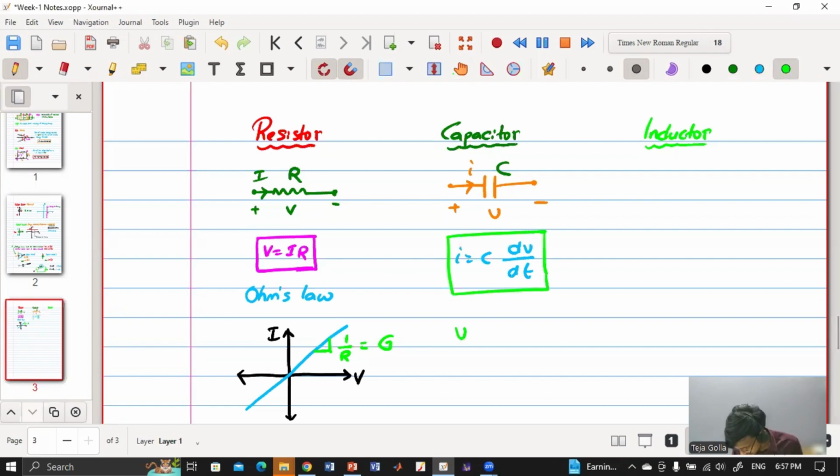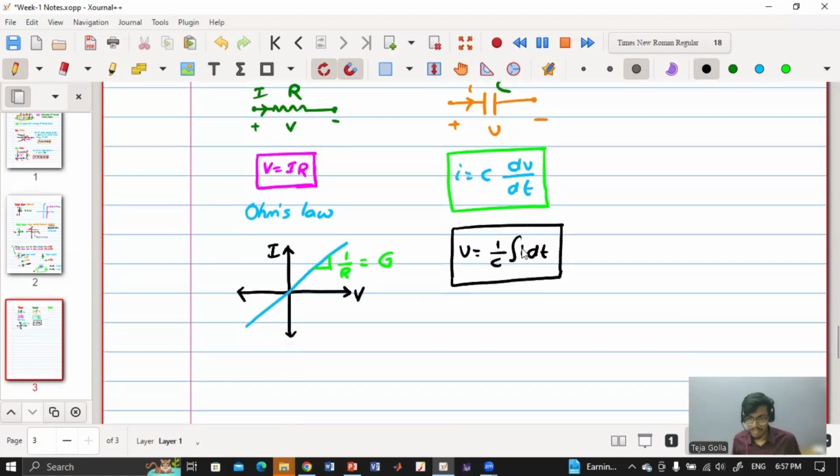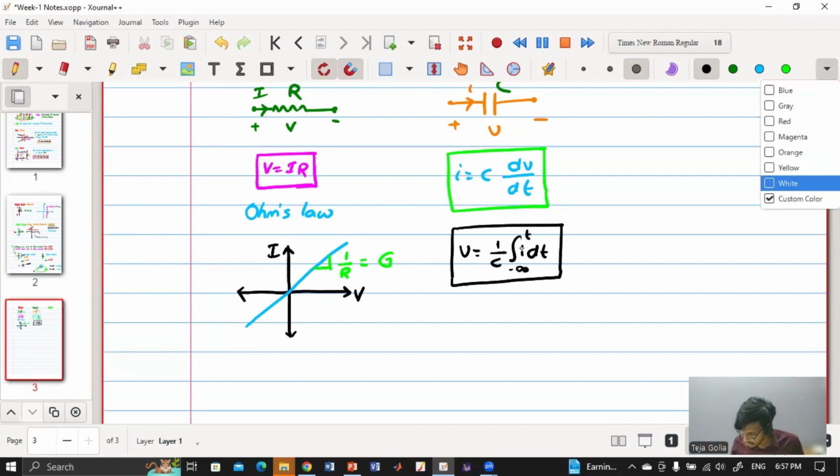And V is integral. So let me use a different color. V is 1 by C integral I dt. As there is an integral, it needs information from below. Say for time t, we need information from minus infinity. So it has some memory. And here there is no memory. So that's why this is memoryless.